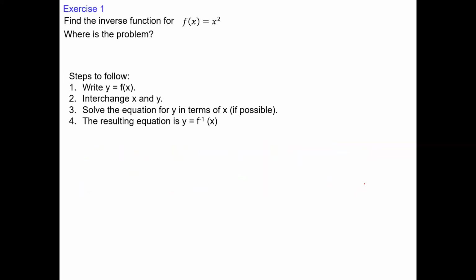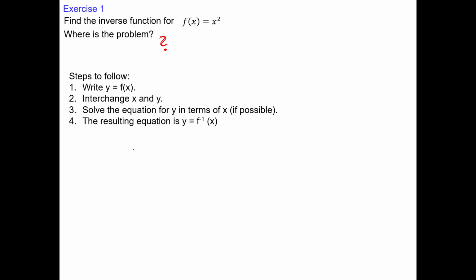Okay, exercise number 1. Find an inverse function for the function x squared. Where is the problem? Okay, let's see. I don't know if we will have a problem, but I think we have to be careful. Let's see. I put the steps, okay? We will still amend these steps. But for now, we know that we are just undoing.